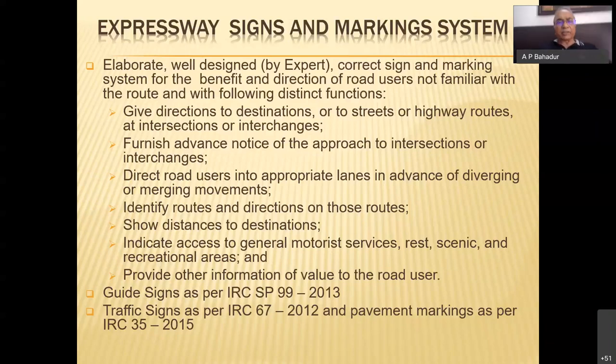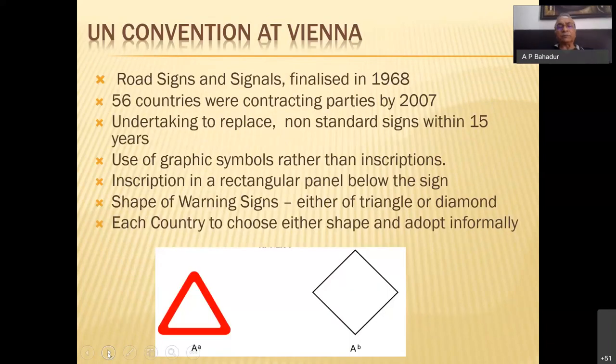I will discuss it in somewhat more detail. Other documents useful for signs and markings are IRC 67-2012 for traffic signs and IRC 35-2015 for pavement marking. Now, the other crucial part of safety on roads is signs and markings. Unfortunately, we pay very little or rather no attention to this important aspect. These are the basic tools.